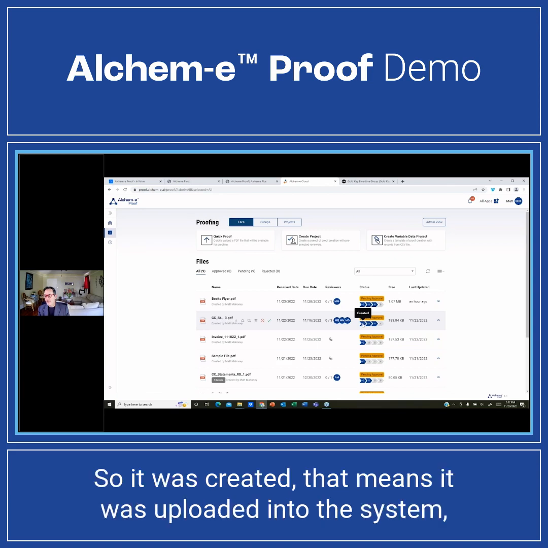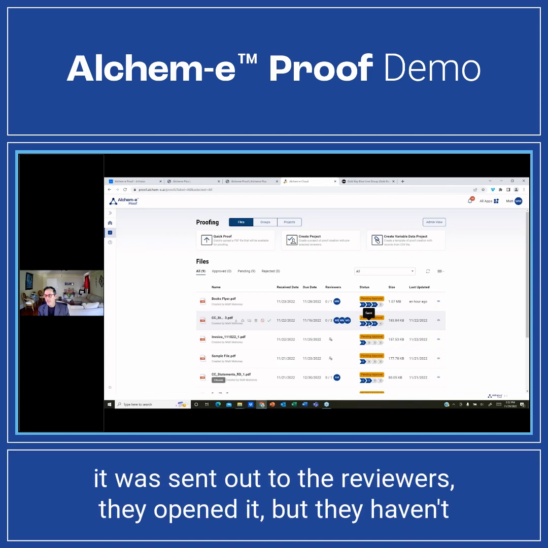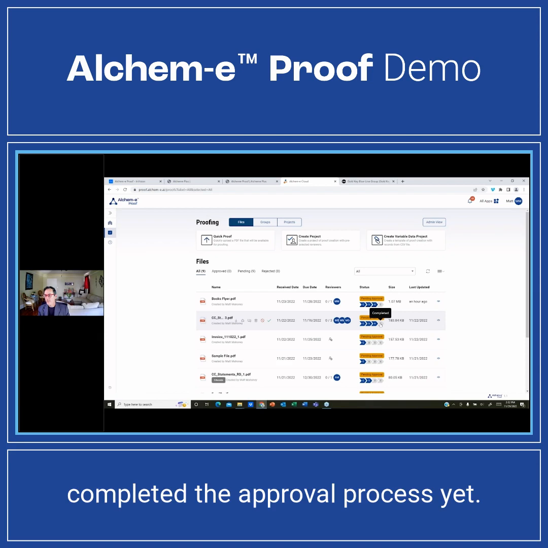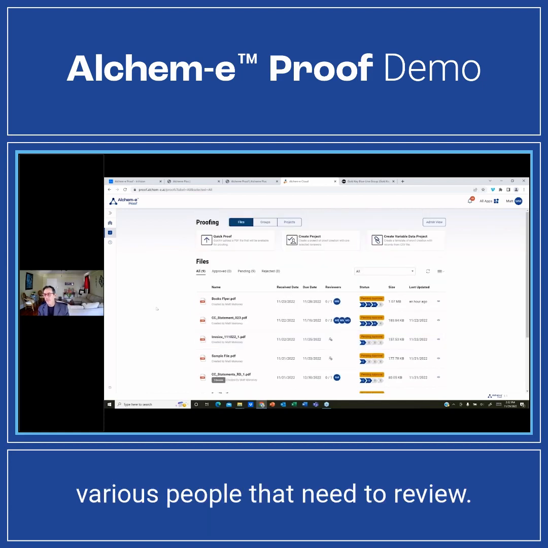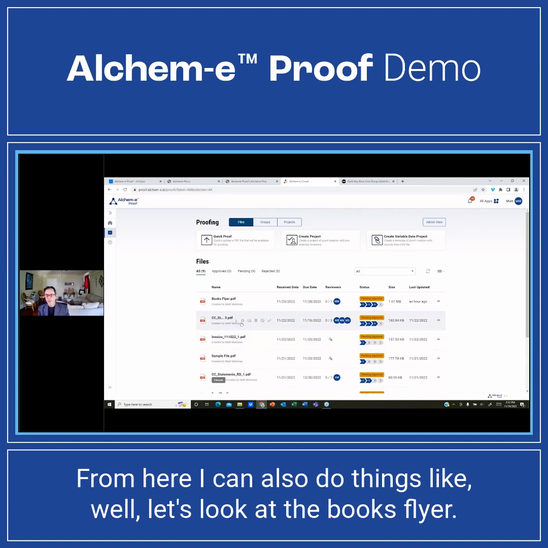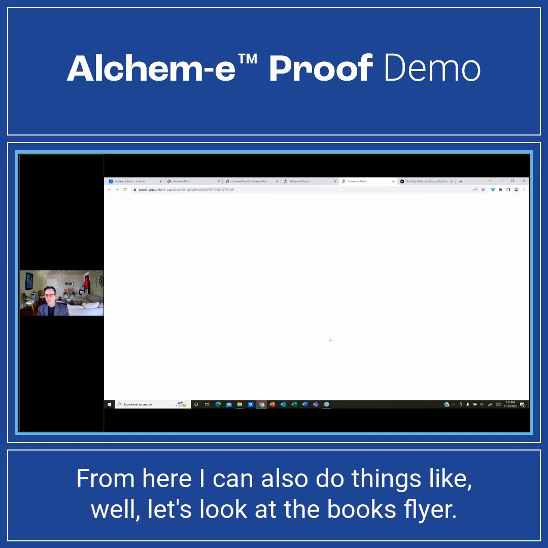And I can see also the status of the proof. So it was created. That means it was uploaded into the system. It was sent out to the reviewers. They opened it, but they haven't completed the approval process yet. So I get a quick view on all my work and where it stands with the various people that need to review. From here, I can also do things like, well, let's look at the books flyer.